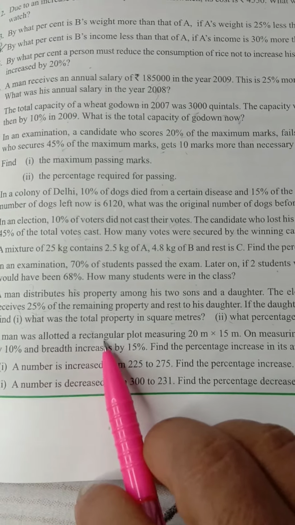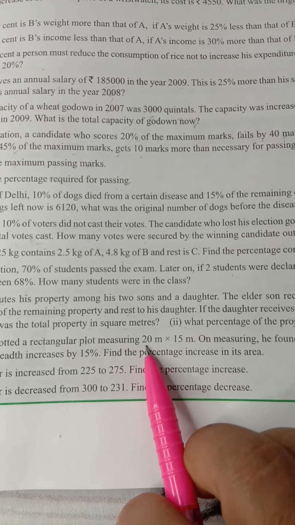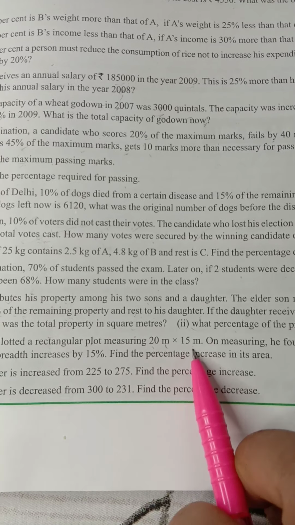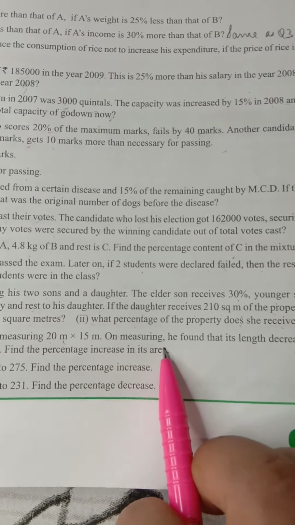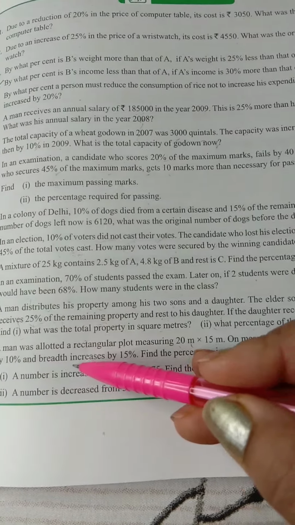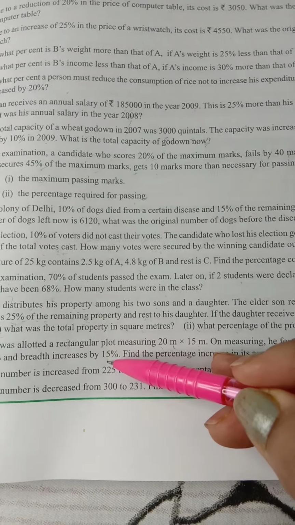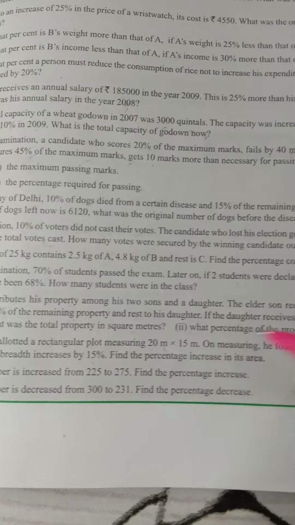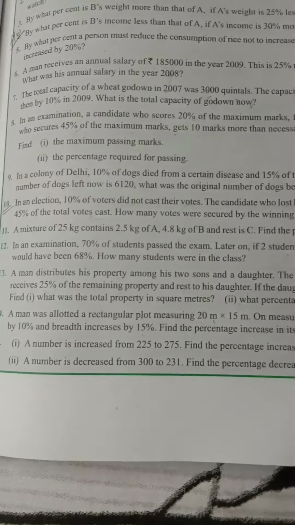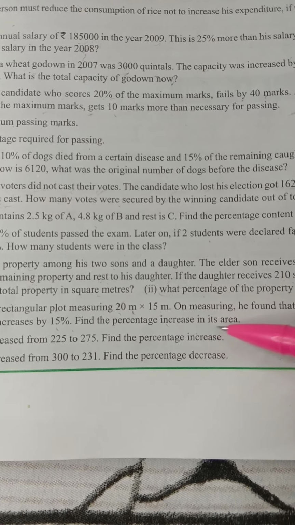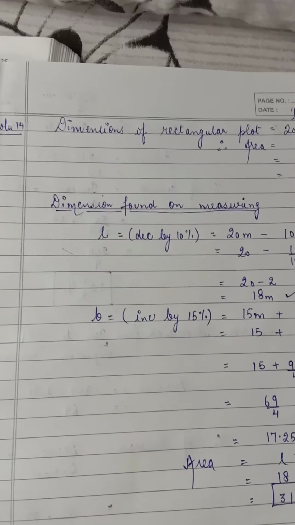Question 14. A man was allotted a rectangular plot and the measure is 20 meters into 15, so that is the length and that's the breadth. On measuring, he found that the length is decreasing by 10% and the breadth is increasing by 15%. This is the dimension given, but on measuring, the length reduced and the breadth increased. So you have to find the percentage increase in the area.